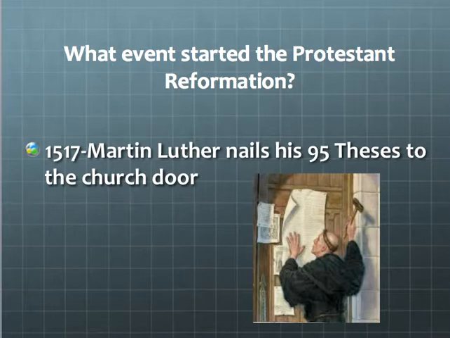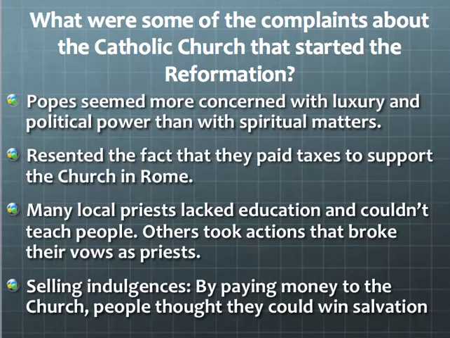In 1517, Martin Luther nailed a list of complaints against the Catholic Church on the church door. This is called the 95 Theses. It was published using the printing press and sent around, and eventually this is going to lead to his movement to fix the Catholic Church. However, it quickly turns into a break with the Catholic Church, and the first of the Protestant religions, Lutheranism, is created. All right, what were some of the complaints about the Catholic Church that started the Reformation?